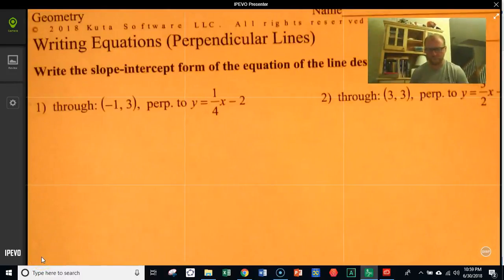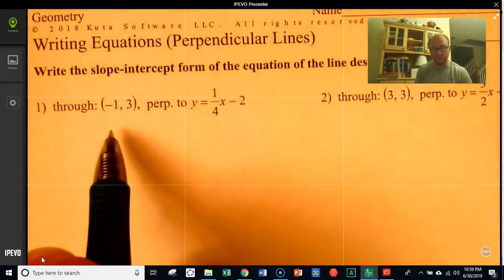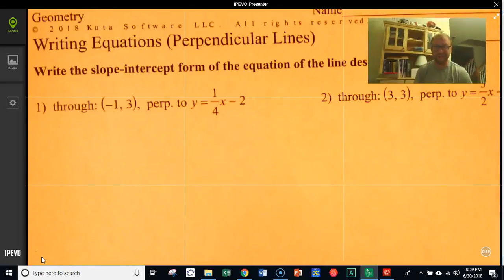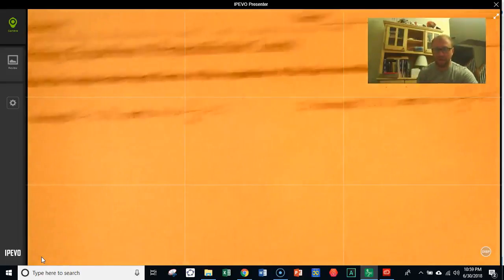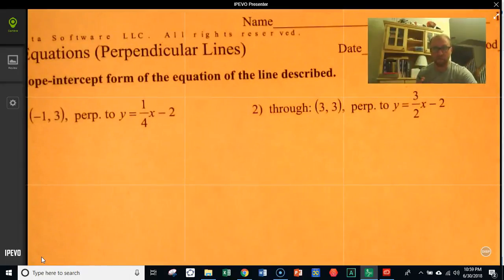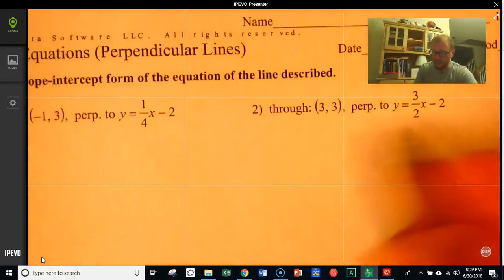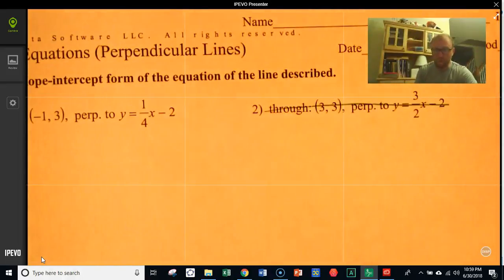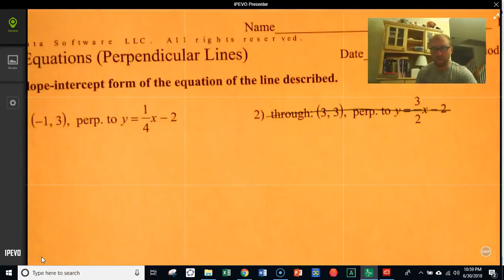Alright, in this video we're going to be writing the equation of a line given a point that the line passes through, and the equation of a line that's perpendicular to the line that we're writing the equation of. And the trick to this is knowing the fact about perpendicular lines. We're actually going to scratch a problem off here so that I can show you some notes.